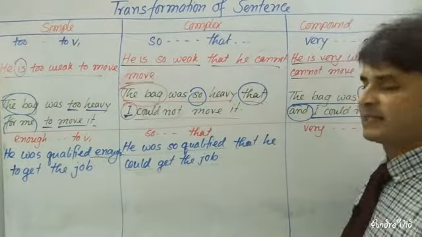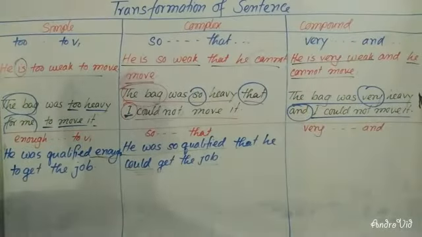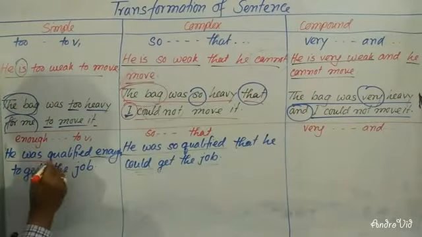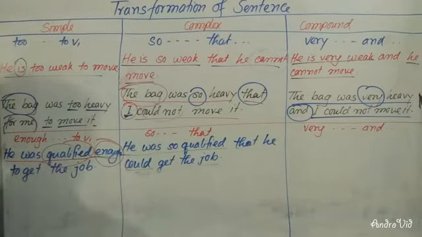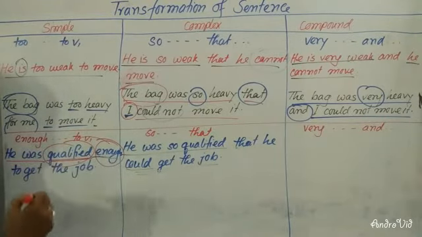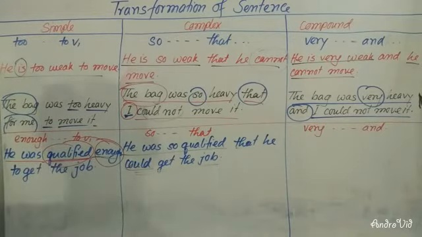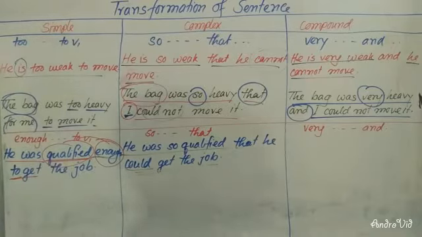So in the next sentence, I hope you have understood it clearly. You can see here that he was qualified enough. As qualified is an adjective, I have used enough after qualified. And if I used any noun here, then enough would come before the noun. Then I have used to, then the present form of verbs, then the job is the object.